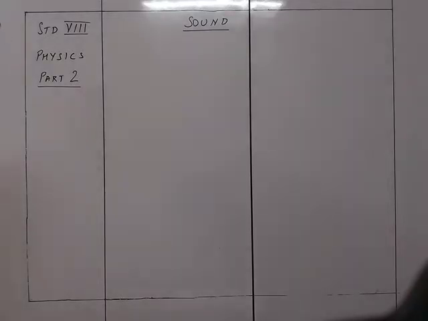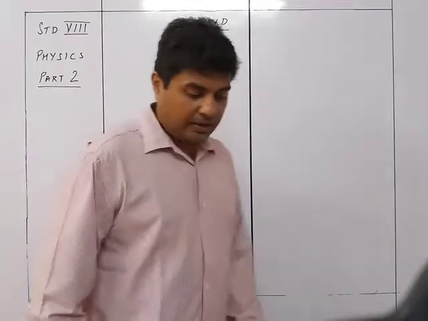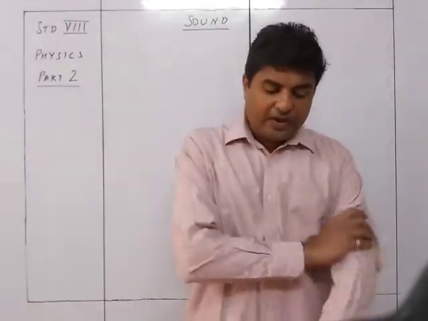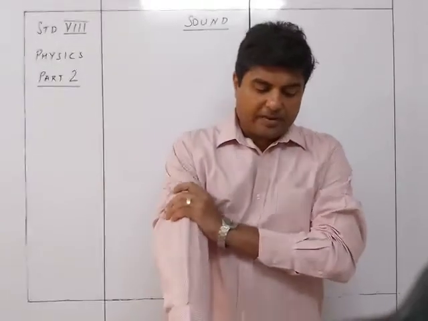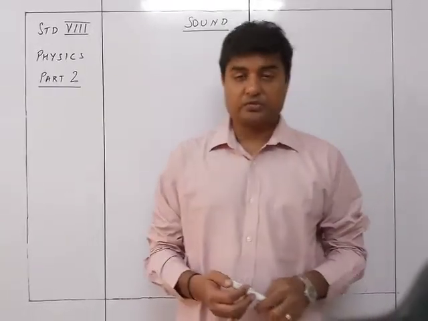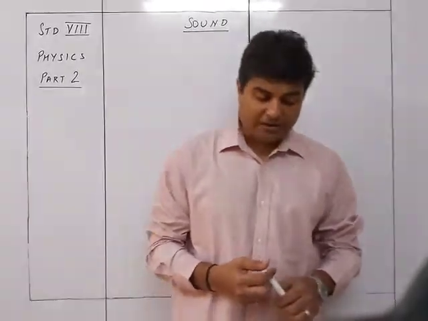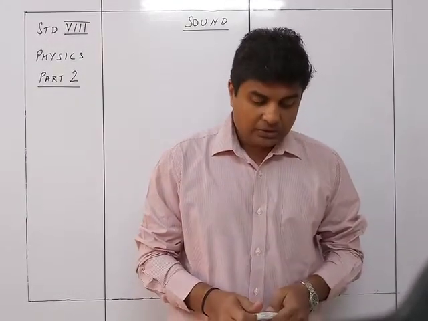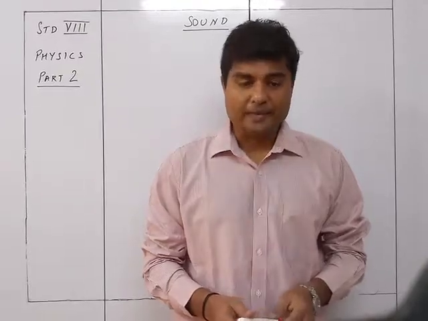So we continue with the chapter sound, and now we are going to see about the representation of a wave. A wave while propagating in a medium can be represented by the following two graphs: one is the displacement time graph and the other is the displacement distance graph. So first is the displacement time graph.